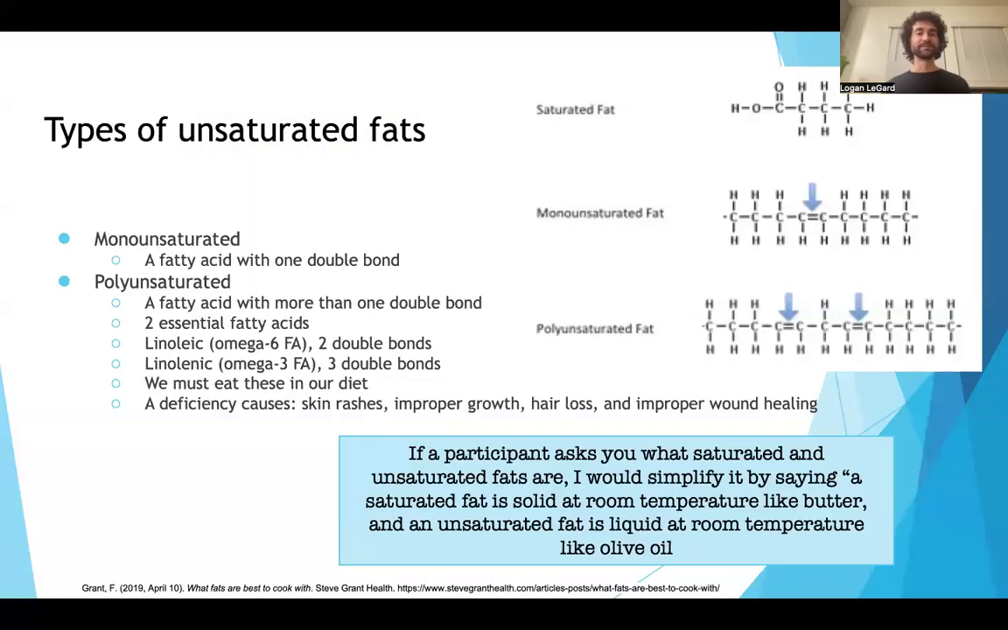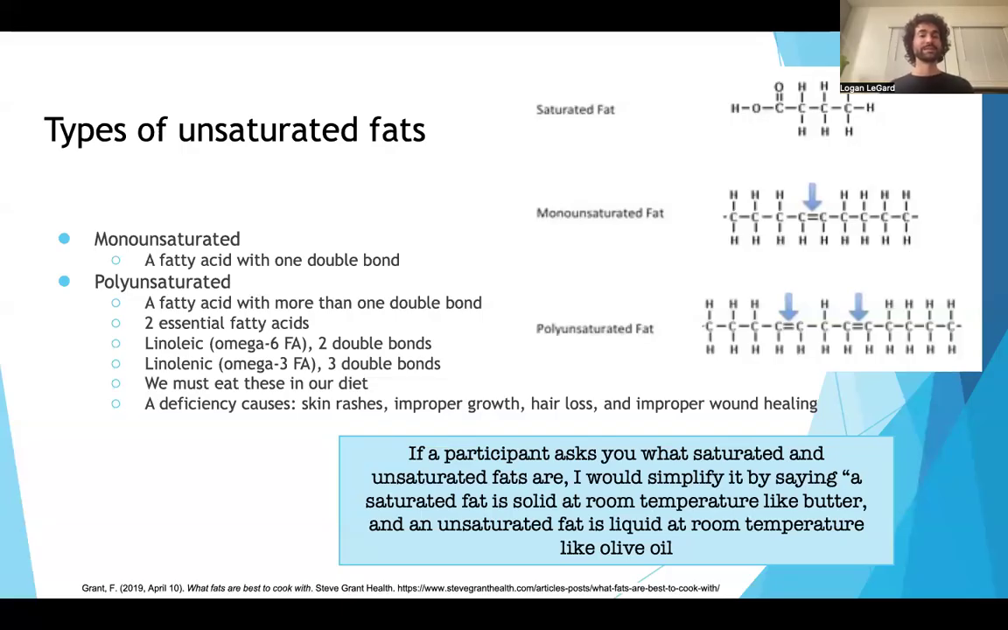So the types of unsaturated fats: there's monounsaturated, which is a fatty acid with one double bond, and then polyunsaturated, which is a fatty acid with more than one double bond.